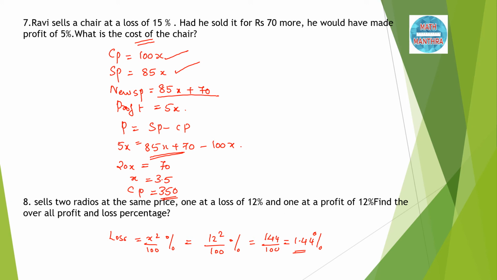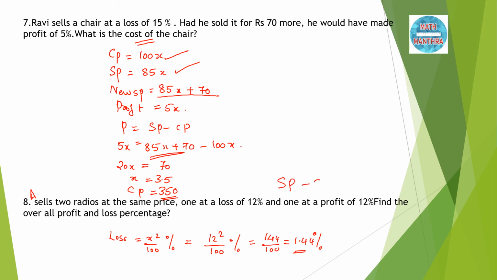See question number 8. A sells 2 radios at the same price. One at a loss of 12%, the second one at a profit of 12%. So in this question, you are given SP same. So always know this is a standard formula.